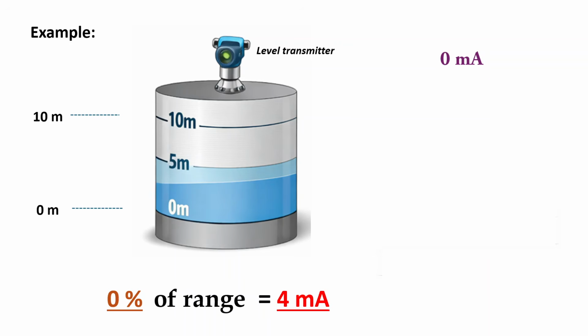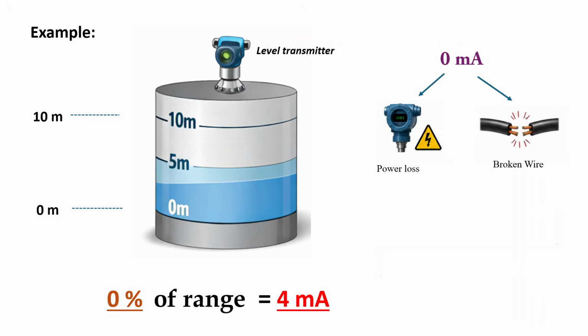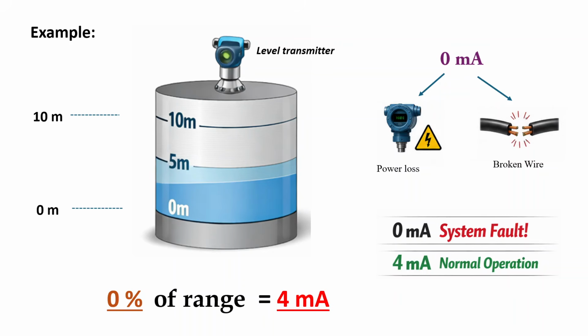That means if the control system ever receives a true 0 milliamp, it immediately knows something is wrong. It isn't a valid process reading. It could be a broken wire or a power failure. In other words, 4 milliamp represents a real measurement, while 0 milliamps represents a fault. That's the whole purpose of the live zero. It allows the control system to distinguish between a genuine process value and an instrument failure.